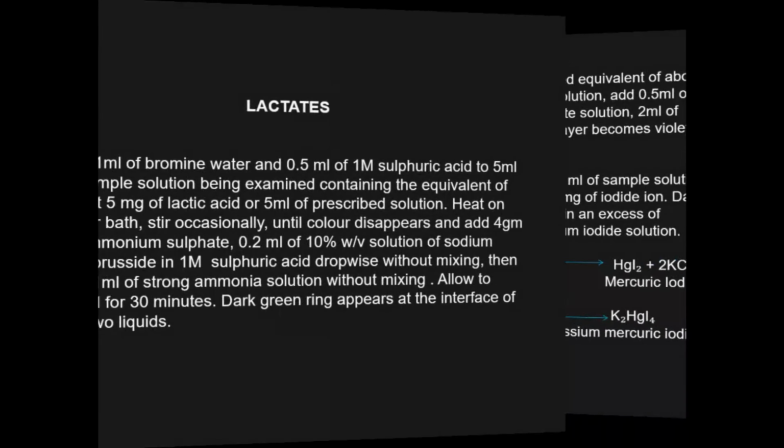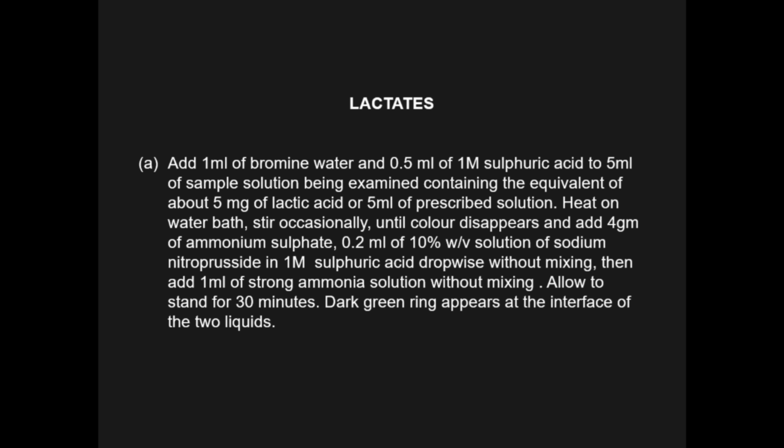Moving to the next anion, lactates. The first method of identification of lactate is here under. Add 1 ml of bromine water and 0.5 ml of 1 molar sulfuric acid to 5 ml of sample solution being examined containing the equivalent of about 5 mg of lactic acid, or 5 ml of prescribed solution.